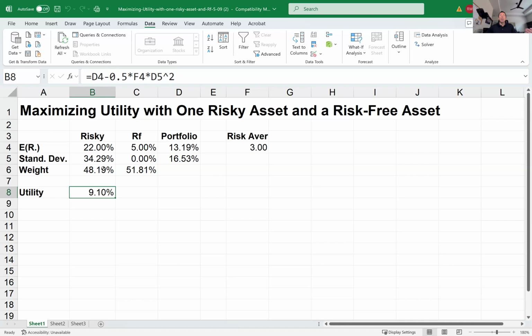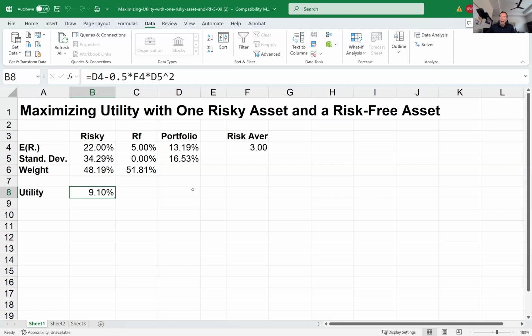And Solver is telling us you can't get more utility than that. Okay, if you change the weight on the risky asset, whether you make it higher than that or lower than that, no matter what you do, it's going to result in less utility than 9.10%. So this is going to be the optimal weight on the risky asset to be able to maximize utility. This is going to be where on the capital allocation line our investor chooses to be.